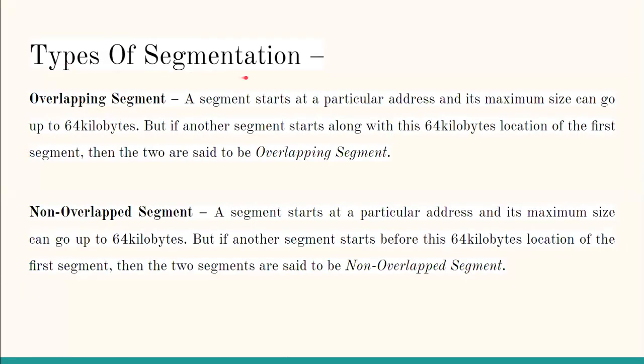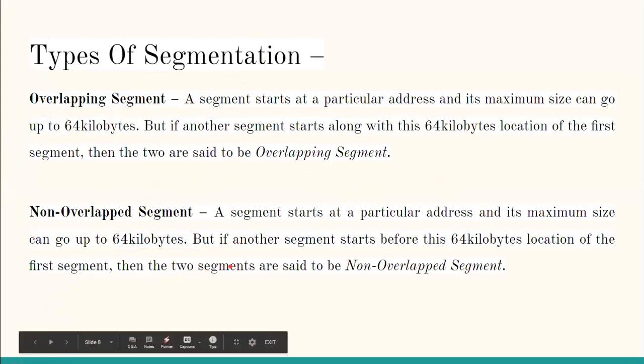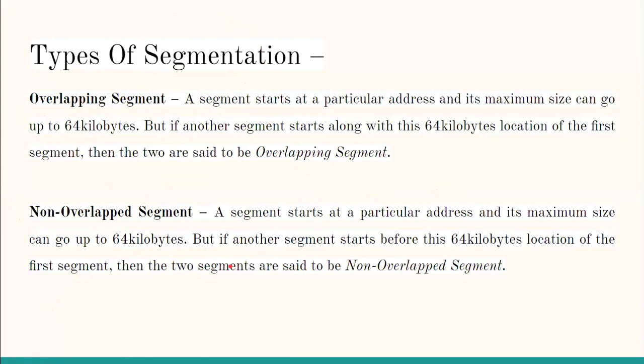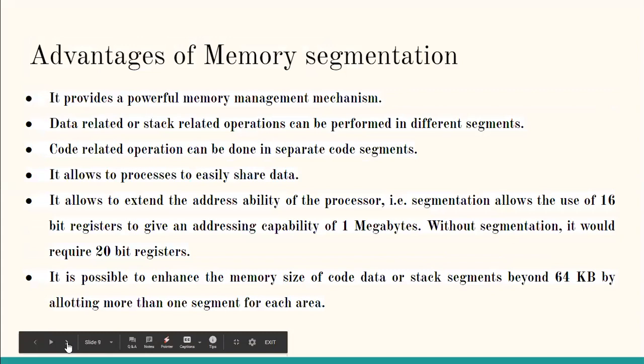Now, memory segmentation can have 2 types of segment. One is overlapping segment, other is non-overlapping segment. Overlapping segment is very simple. The maximum length is 64 kilobytes. But if you have one segment and before its maximum length, that is 64 kilobytes, any other segment starts within the 64 KB locations, it is called an overlapping segment. Non-overlapping means it will have its maximum size of 64 kilobytes, and after that, from some other location, the other segment will start. That is called a non-overlapping segment.